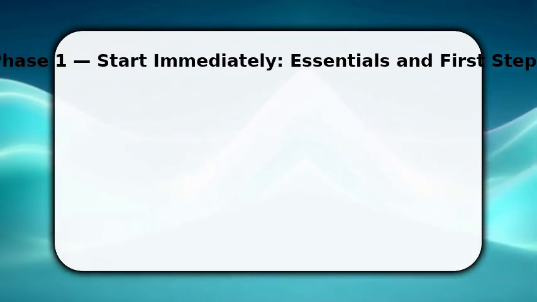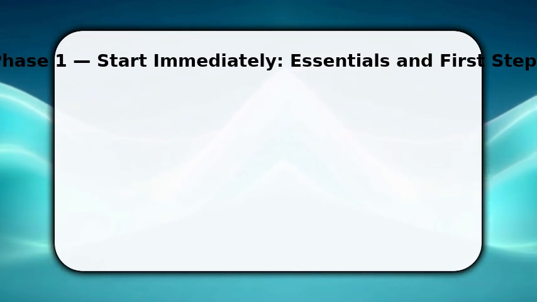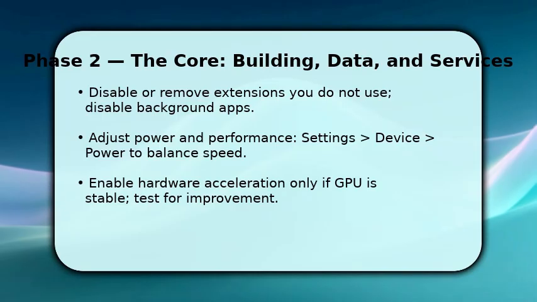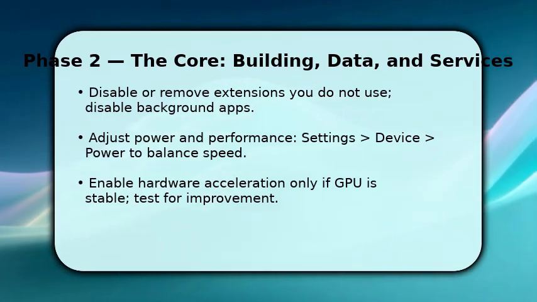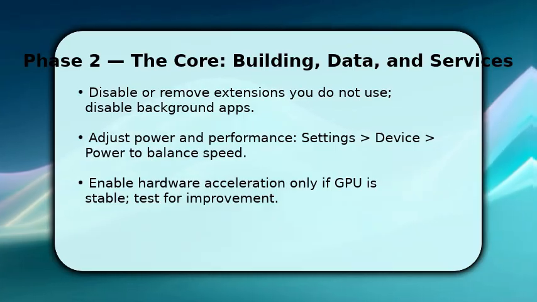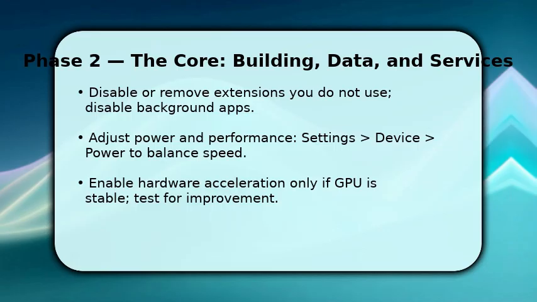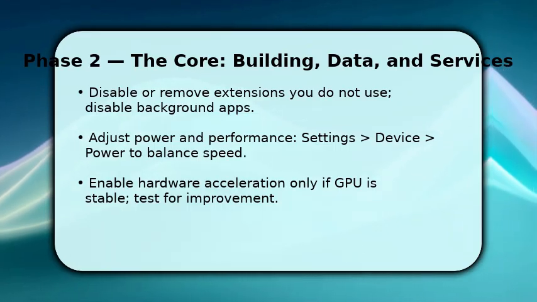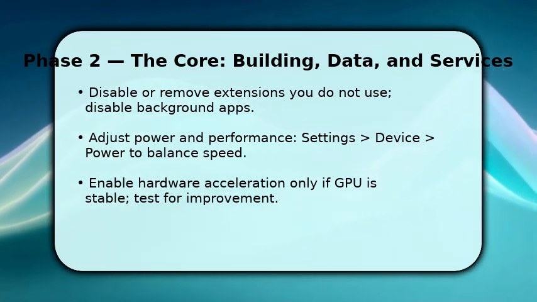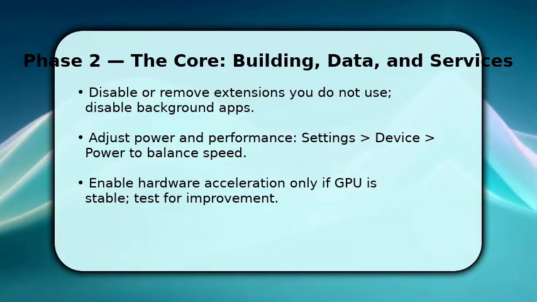Next, you optimize settings that directly affect responsiveness. First, audit extensions and remove or disable anything unnecessary. Also turn off background apps in settings to stop hidden CPU and memory drain. Then, adjust power settings under device to prioritize performance when plugged in, which reduces throttling.